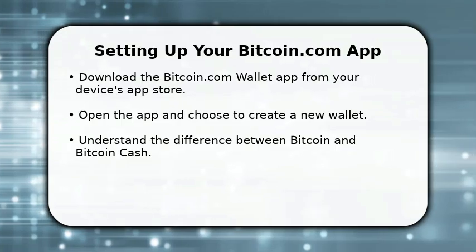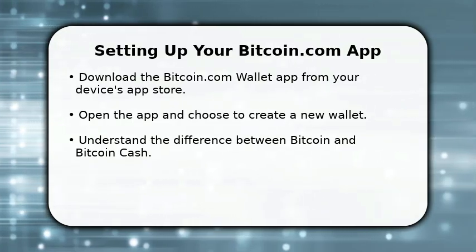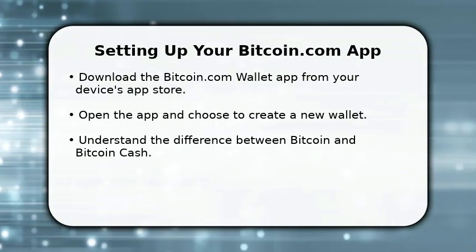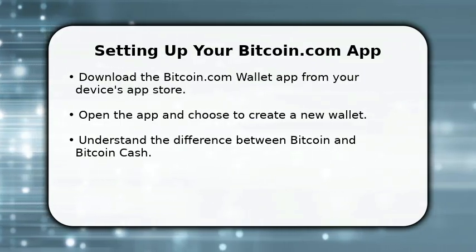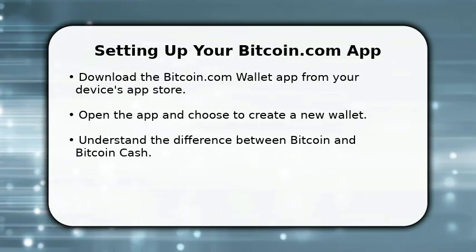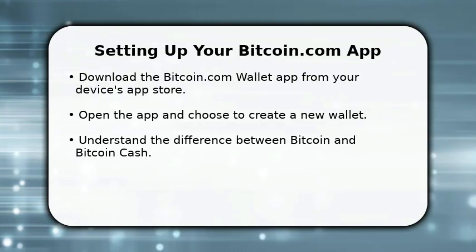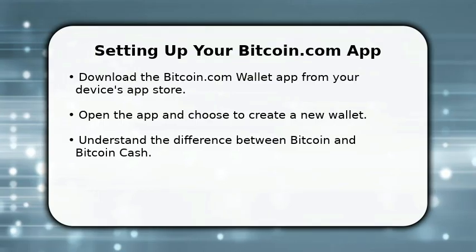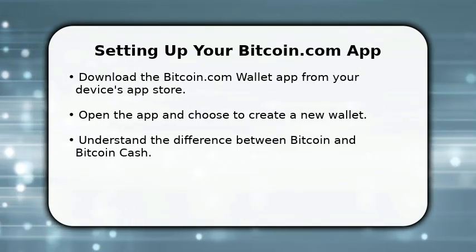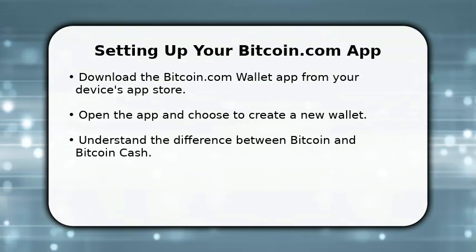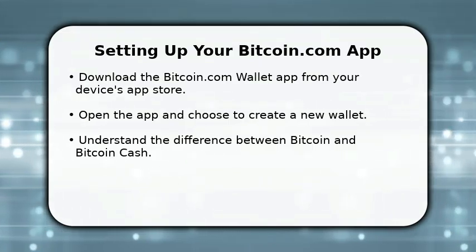Enjoy the video. In this video, I will show you how to set up the Bitcoin.com app. First, head to your device's App Store, whether it's Apple's App Store or Google Play, and search for the Bitcoin.com wallet application. Once you find it, download and install it. After installation, open the app and you'll be prompted to create your very first wallet. This initial step is quick and straightforward, getting you ready for your crypto journey.